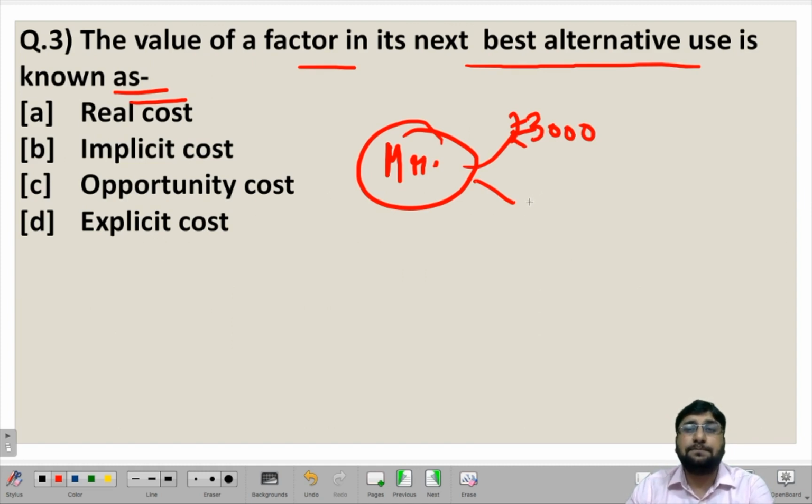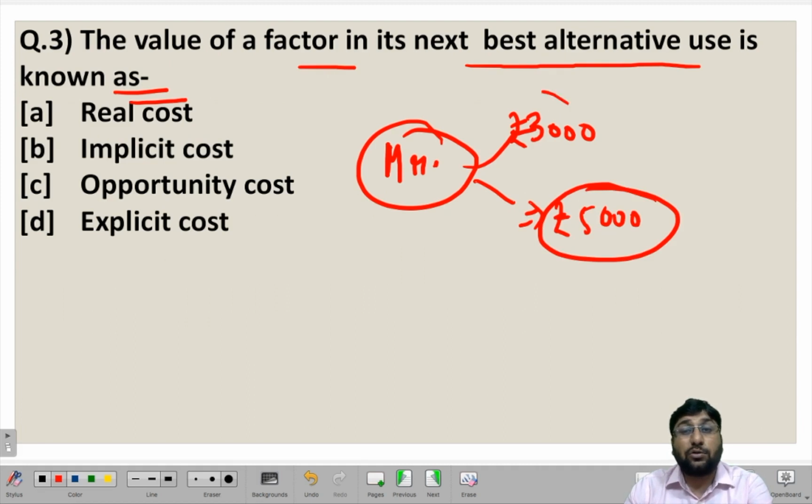At the same time, he is also interested in pursuing a course, the cost of which is rupees 5000 per month. So the cost of the course is rupees 5000 and the amount of earnings that he could make is 3000. So in this case, if he goes for this particular course, the next best alternative that is available is earning rupees 3000, which he is actually foregoing. So this is the cost.